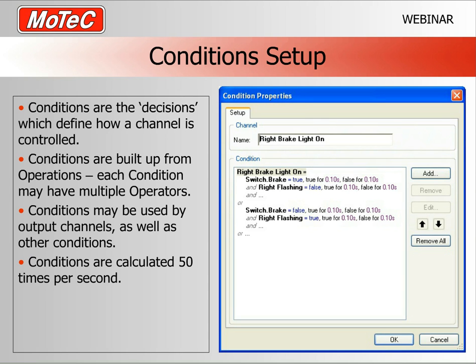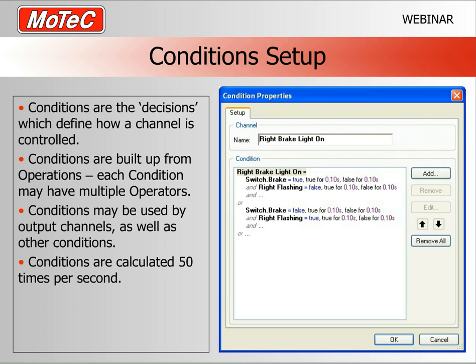Okay, so the objective of having these multiple inputs and these multiple devices is that we can make sophisticated decisions on how we're going to control our output channels by combining a number of input conditions. For example, switches, pressures, engine speed, road speed. Any number of these things can be combined, and there are two ways we can do this.